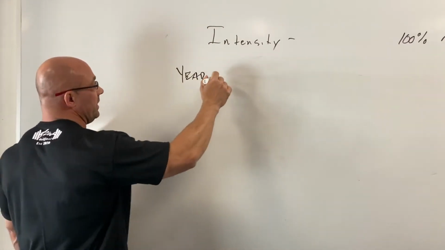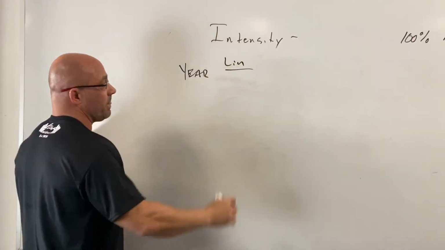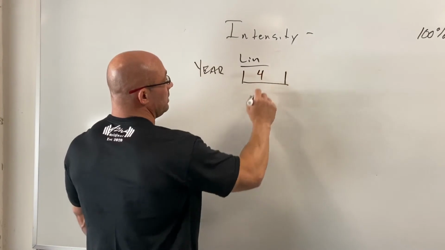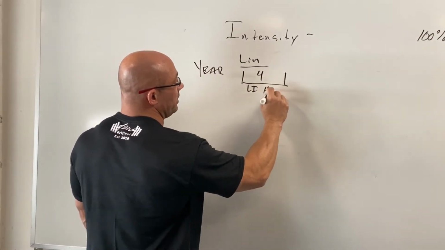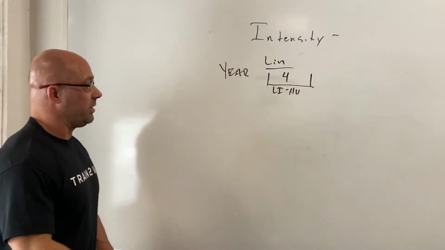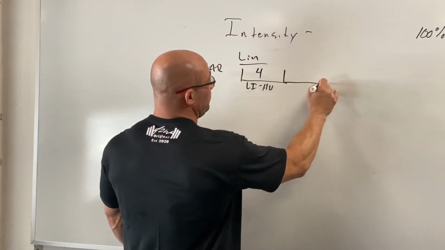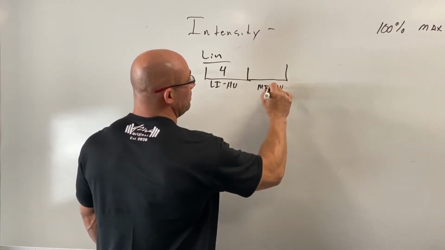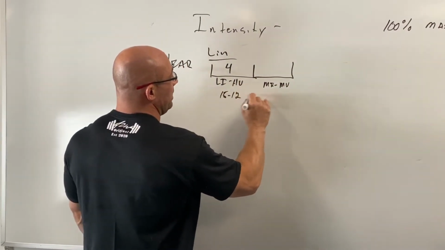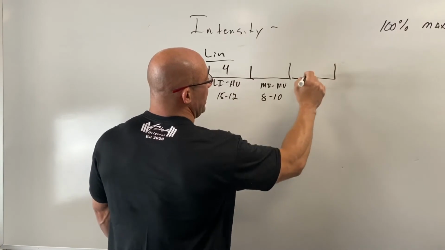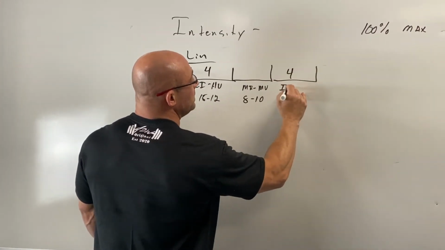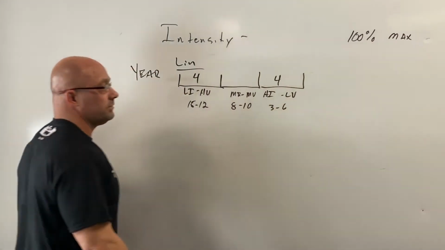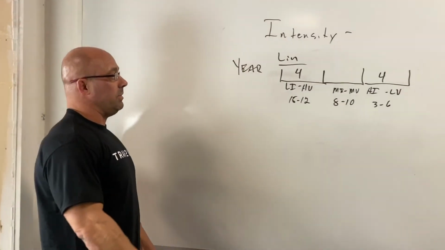If you use such a method as, say, linear periodization, the intensity for the first 4 months could be low intensity with a high volume, trying to create general physical preparedness, so on and so forth, muscle hypertrophy. The next 4 months would be medium intensity with medium volume. This would be, say, 15s and 12s, this would be 8s and 10s. And then your very last 4 months, you would have high intensity with low volume. This is where you would go anywhere from the 3 to 6s. So the intensity can fluctuate monthly.